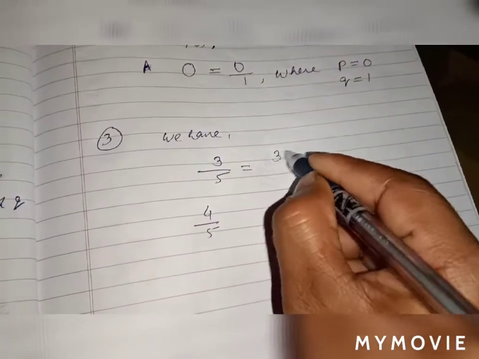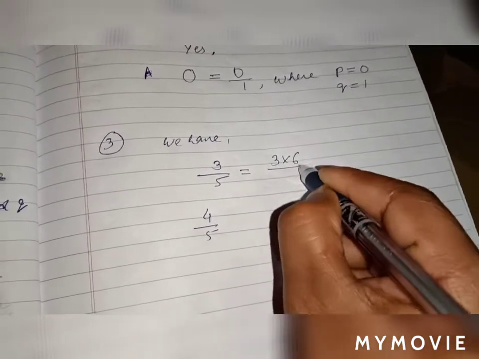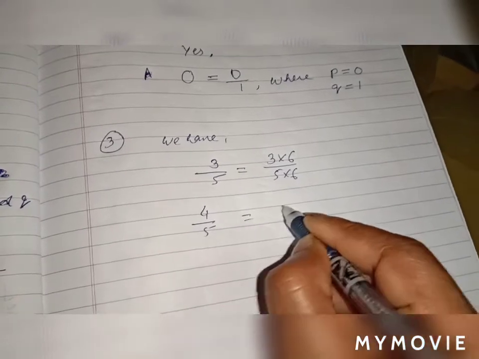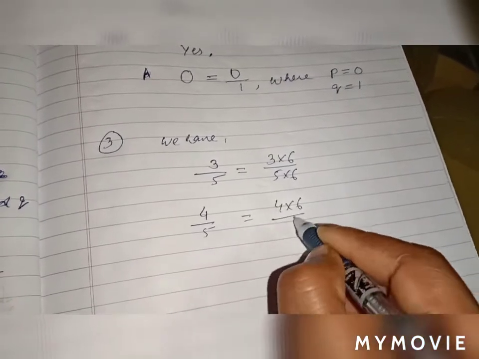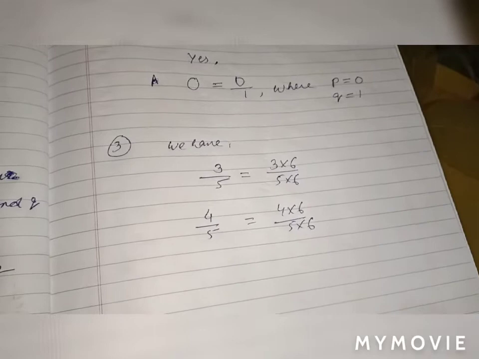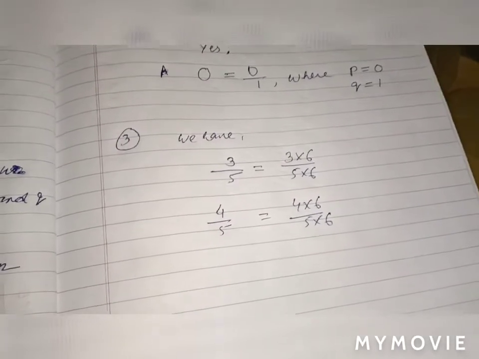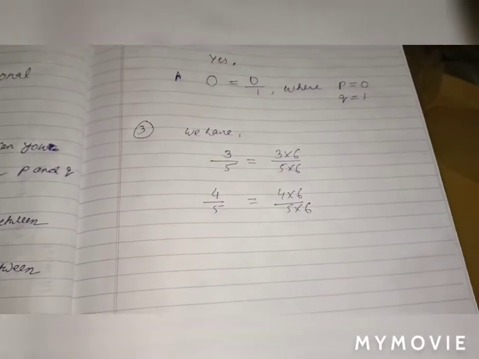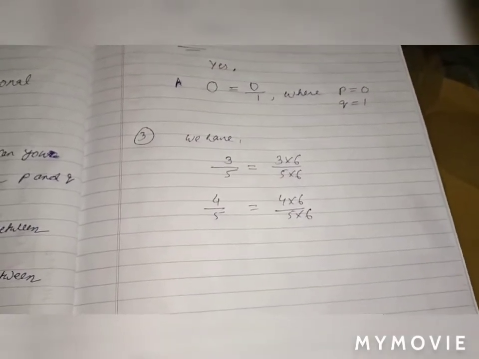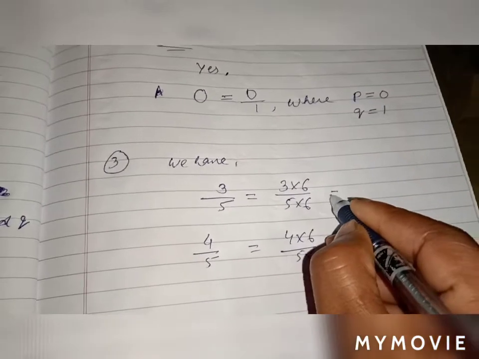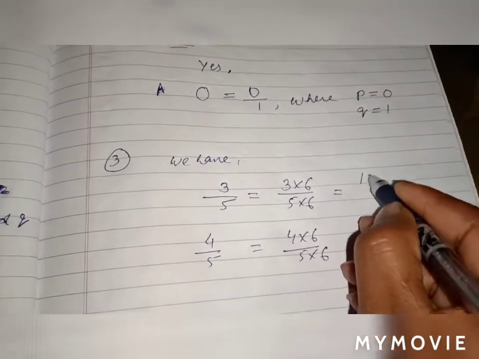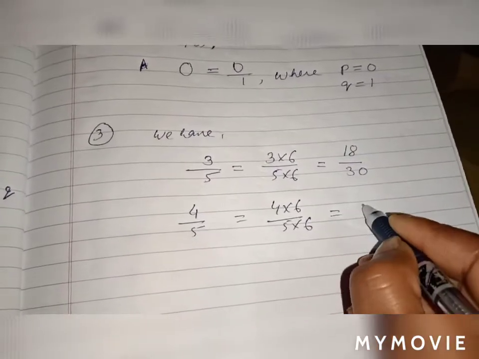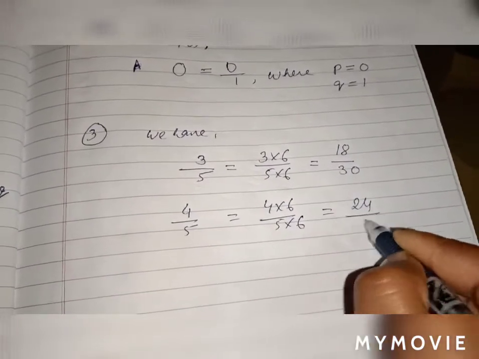So multiply the numerator and denominator by 6, meaning 5 into 6. This 4 by 5 also, 4 into 6, 5 into 6. If you need 6 rational numbers, then you have to multiply by 7. If you need 5 rational numbers, you have to multiply by 6. Whatever number of rational numbers you need to find out, multiply by just one more than that. 3 into 6 is 18, 5 into 6 is 30, 4 into 6 is 24, 5 into 6 is 30.